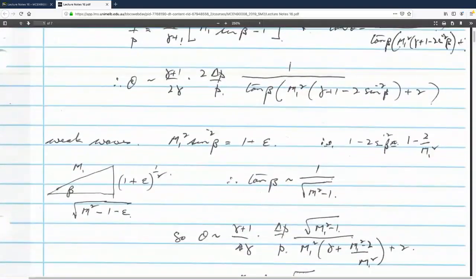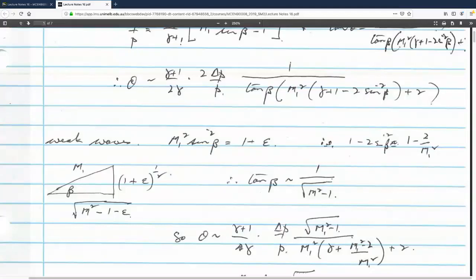And what's the length of this side here? Well, the square of it will be this squared minus that squared. So that's M squared minus this thing squared, which is 1 plus epsilon. So minus 1 plus epsilon is minus 1 minus epsilon. And it's the square root of that, which is the length of this side. So the tan of beta is (1 plus epsilon) to the 1/2 over this thing. And if epsilon is a very small quantity, then tan of beta is 1 over the square root of M squared minus 1.